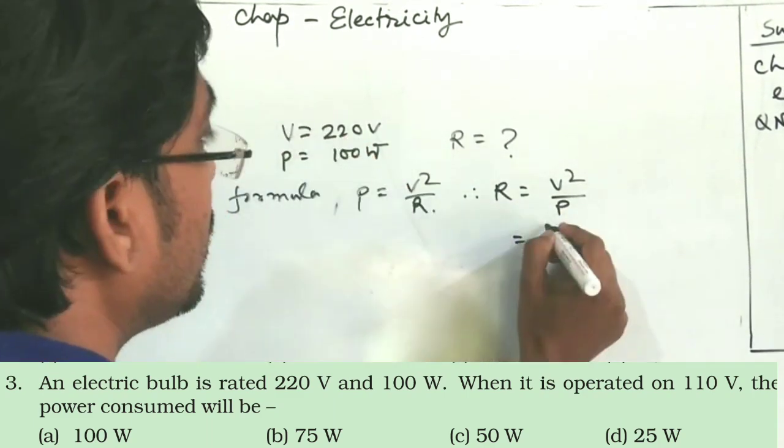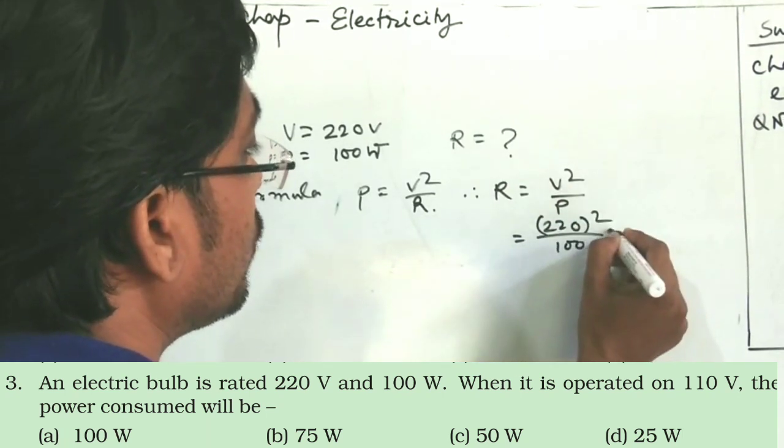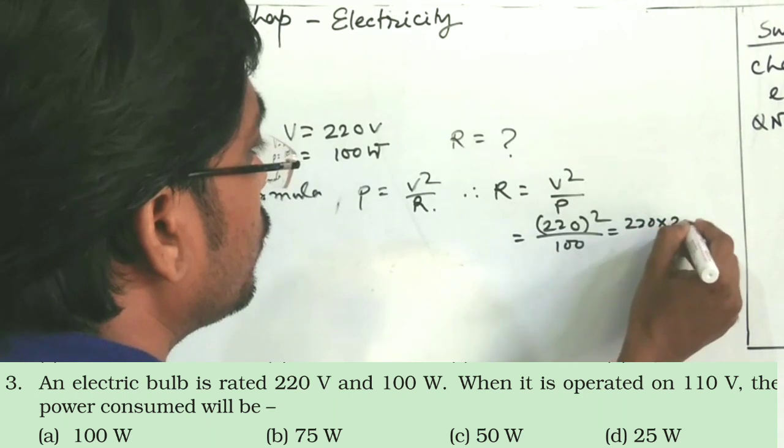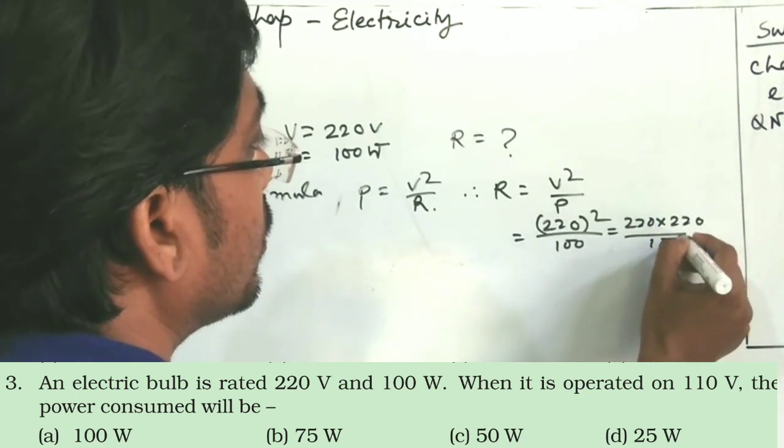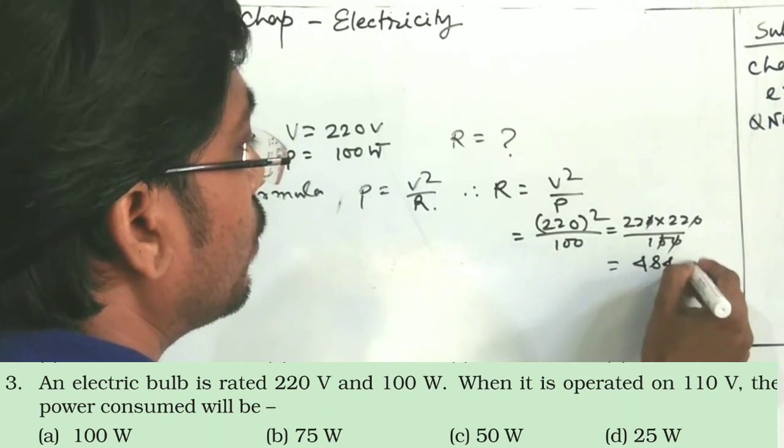So what is V here? 220 square by P, which is 100. So it will be 220 into 220 by 100. So it will be 22 into 22. It will be 484 ohm.